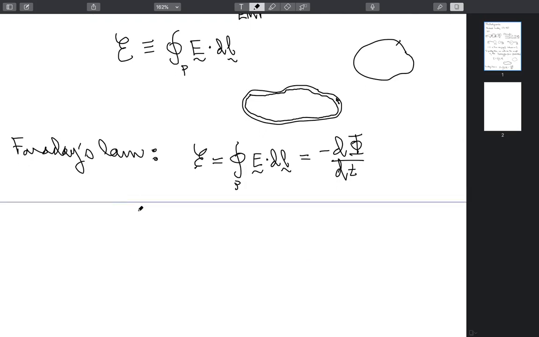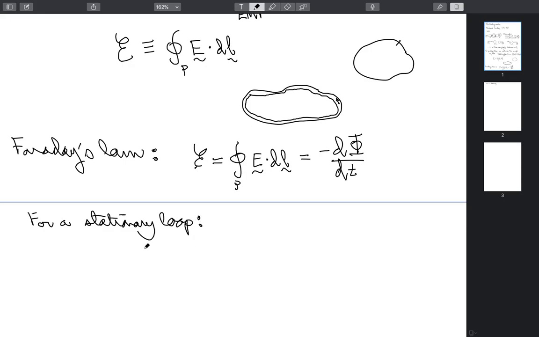So if you want, let's make it for a stationary loop. What it tells you is just that the integral over the path of E dot dl is equal to minus the integral over the surface defined by the loop of the time derivative of the magnetic field, dotted into the surface element.